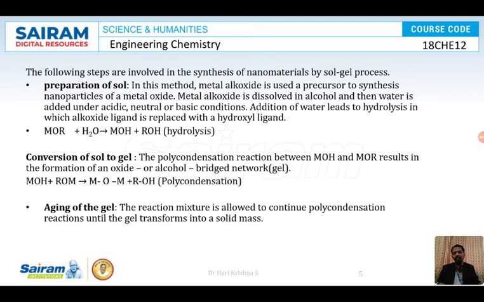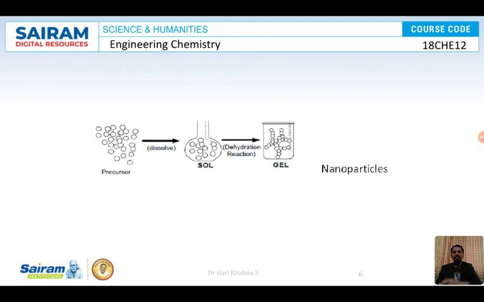The reaction mixture is allowed to continue the polycondensation reaction until the gel transforms into a solid mass. For how many days will it be allowed? It is the aging process, and minimum it takes more than 7 days, and it is critical to prevent cracks in the gel that has been cast. Then the liquid is removed from the gel, that is the next step. The liquid is allowed to evaporate and dry. The sample that is obtained is heated to obtain nanoparticles.